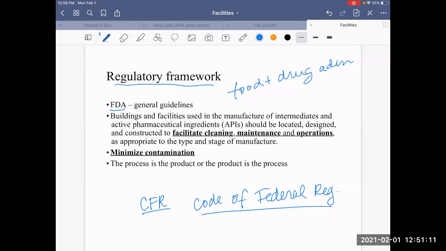Okay, so buildings and facilities used in the manufacture of intermediates and active pharmaceutical ingredients, they call those APIs, so there's another acronym for you, should be located, designed, and constructed to facilitate cleaning, maintenance, and operation as appropriate to the type and stage of manufacture. So the whole idea is to minimize contamination. The process is the product, or the product is the process.